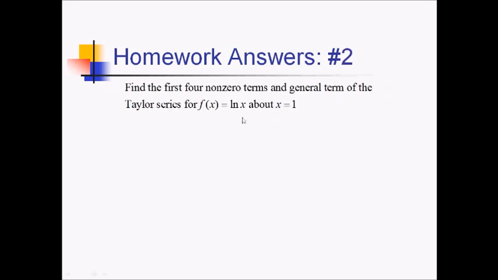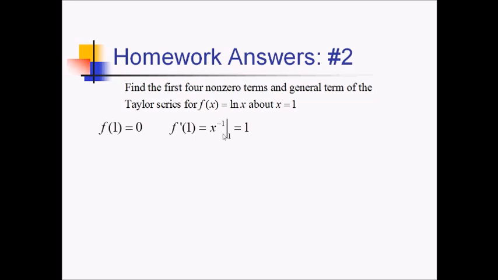On this problem, I want the first 4 non-zero terms and the general term of a series for ln of x about x equals 1. So I'm going to have to find function values and derivatives of ln of x at x equals 1. Let me start with just plain old f of 1, the ln of 1, which is 0. Unfortunately, that's not going to count towards our first 4 non-zero terms, so let's keep going. f prime of 1, that's going to be x to the negative 1, or 1 over x, evaluated at 1, and that's just going to be, well, 1.